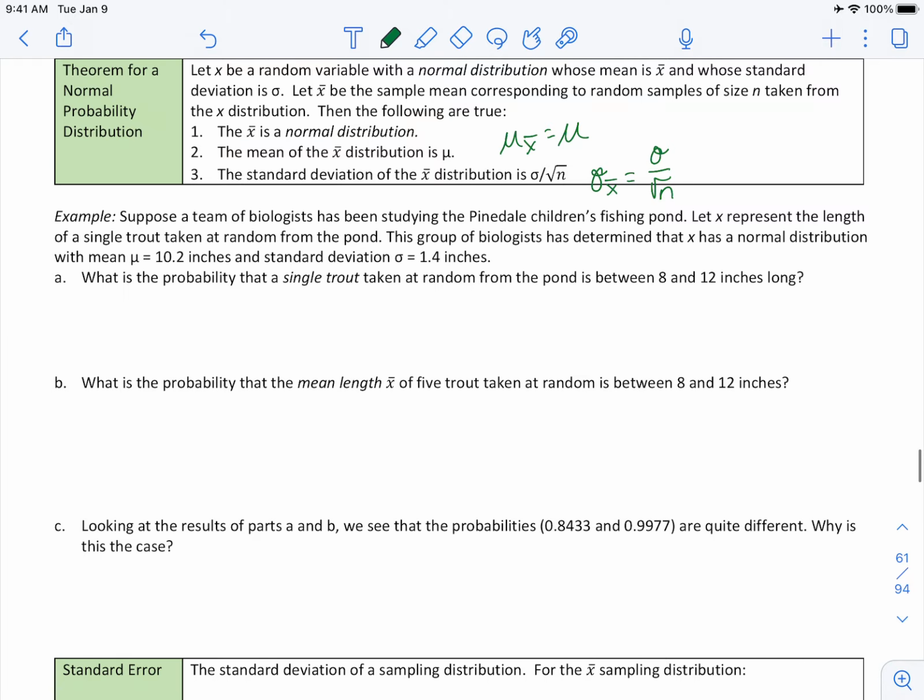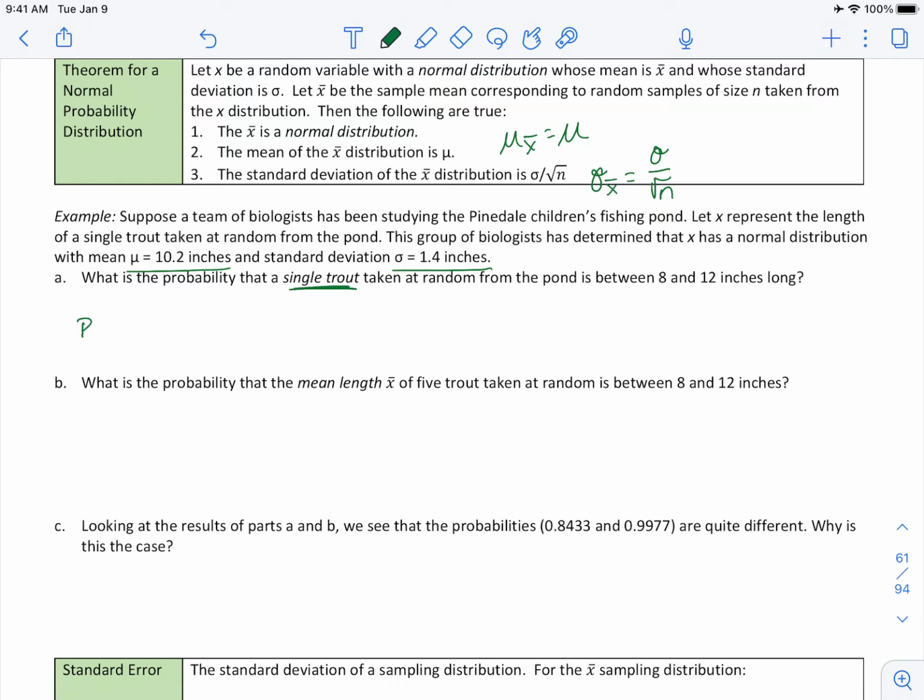Suppose a team of biologists has been studying the Pinedale Children's Fishing Pond. Let x represent the length of a single trout taken at random from the pond. This group of biologists has determined that x has a normal distribution with a mean of 10.2 inches and standard deviation sigma of 1.4 inches. What's the probability that a single trout taken at random from the pond is between 8 and 12 inches long?